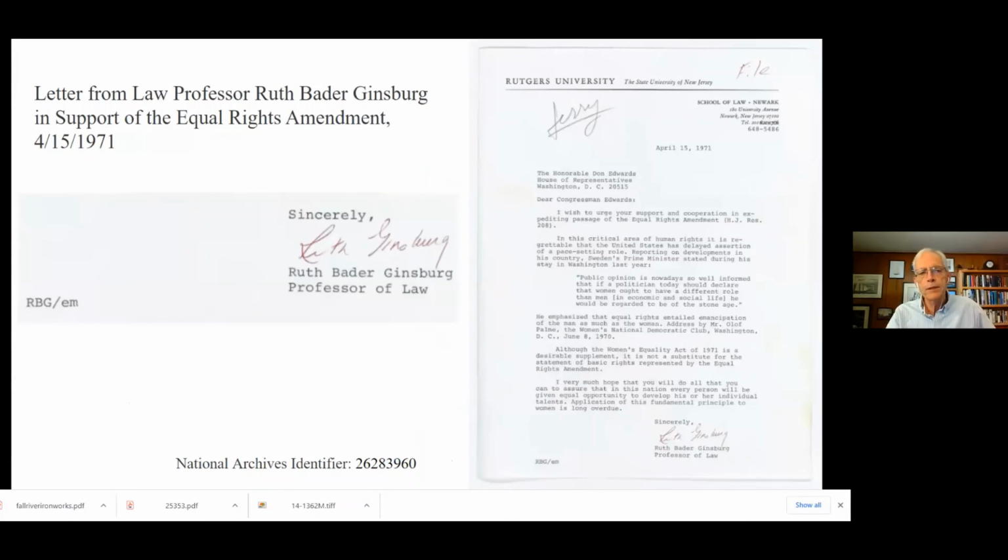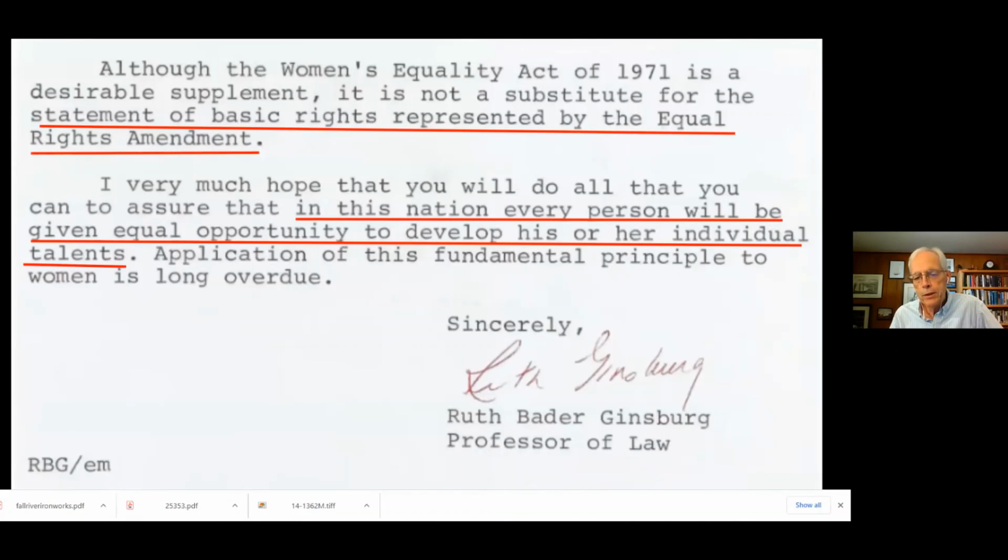She wrote this letter in 1971 in support of an Equal Rights Amendment. She was like many leading women of her generation who had to explain over and over again why an ERA was necessary. Her letter is really short, and it really gets to the point. But here's just a passage from the bottom of it. She's talking about legislation that was passed to create a Women's Equality Day in August of each year. But she says, although the Women's Equality Act of 1971 is a desirable supplement, it's not a substitute for the Statement of Basic Rights represented by the Equal Rights Amendment.